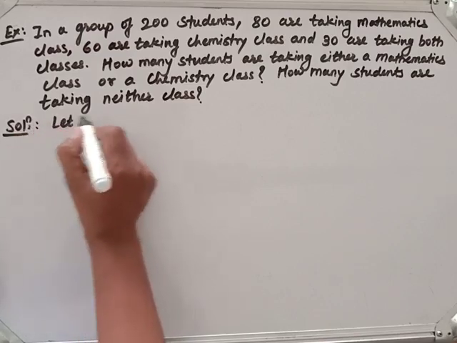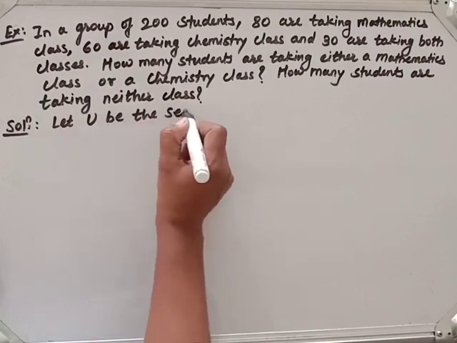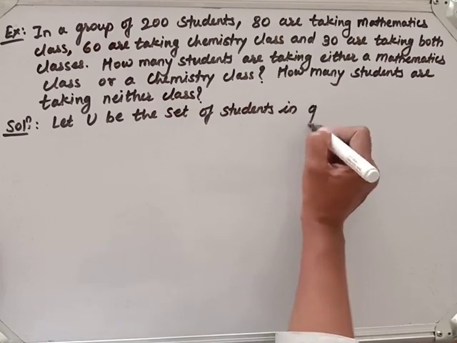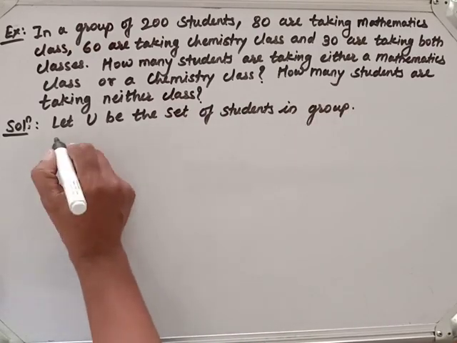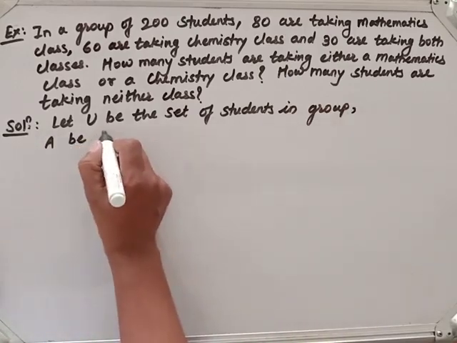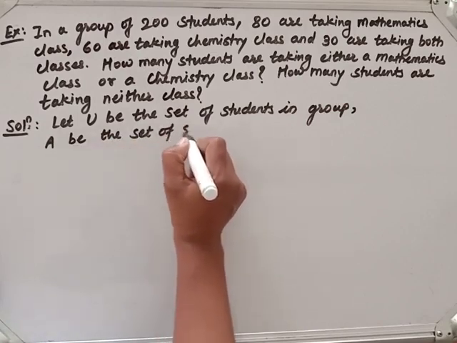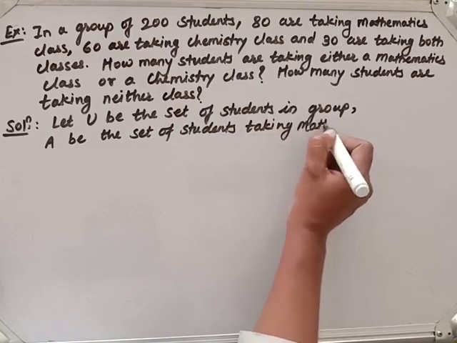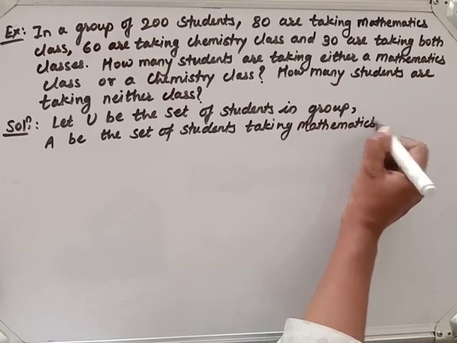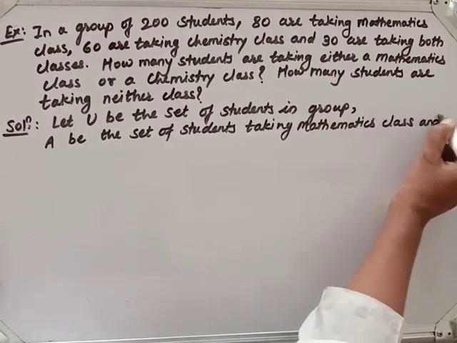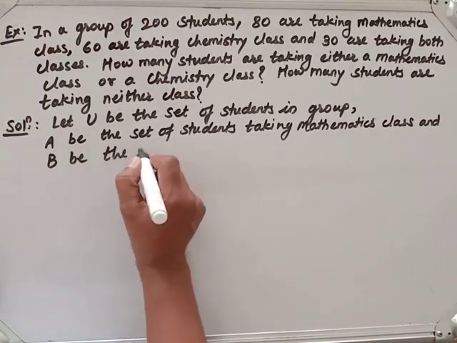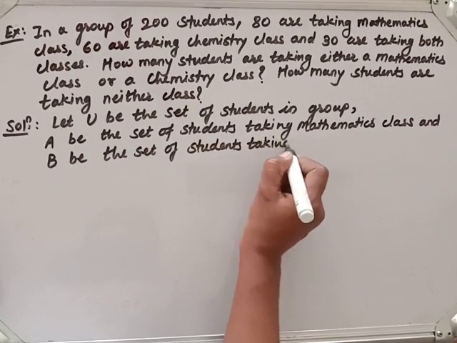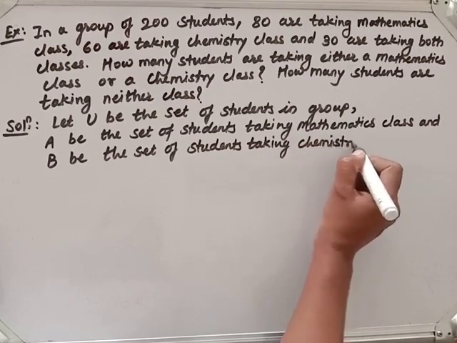Now let U be the set of students in a group, A be the set of students taking mathematics class, and B be the set of students taking chemistry class.